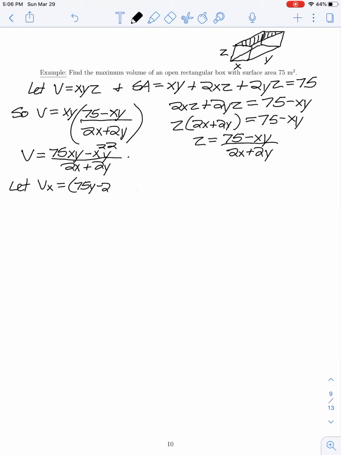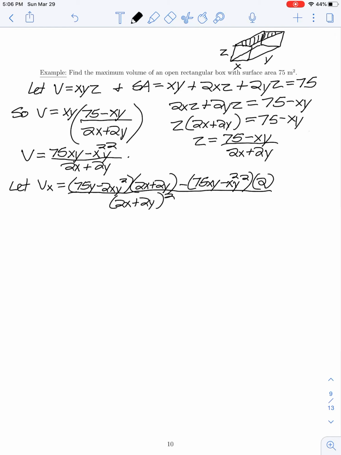So here, making use of the quotient rule, the derivative of our numerator with respect to x is 75y minus 2xy squared, and then we multiply by our denominator, 2x plus 2y. Then we subtract our numerator, 75xy minus x squared y squared, times the derivative of the denominator with respect to x, which is 2. And then the whole thing is divided by the denominator squared, (2x plus 2y) squared. And we set this partial derivative equal to 0. Now we know that the only way a quotient can equal 0 is if the numerator is 0. For instance, we could multiply both sides by our denominator.